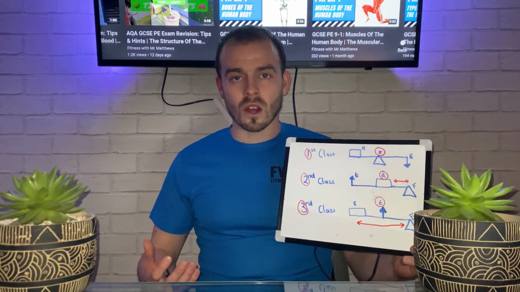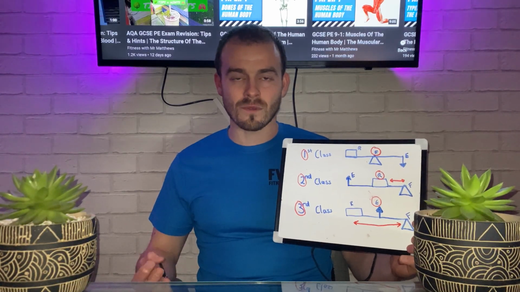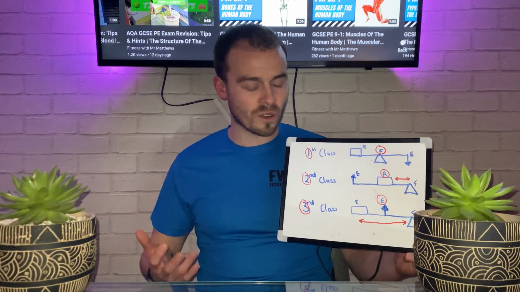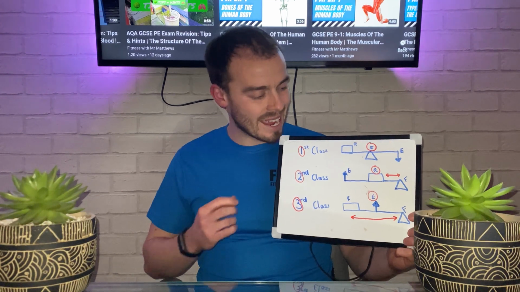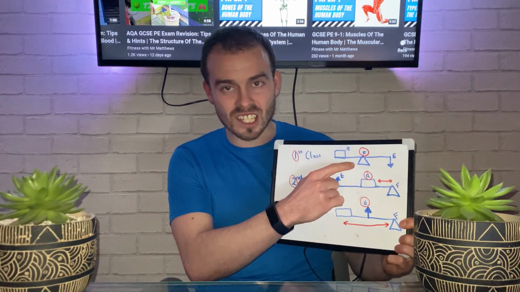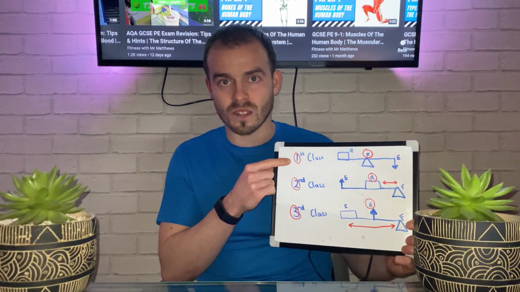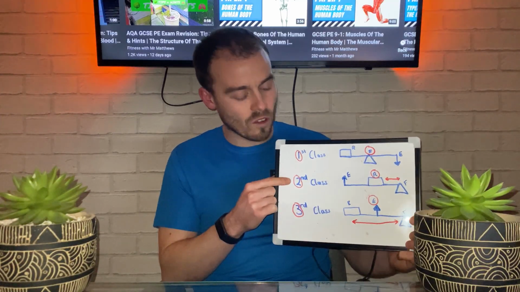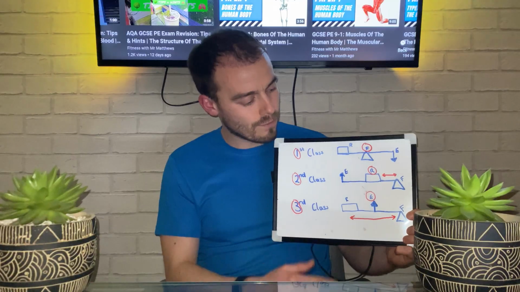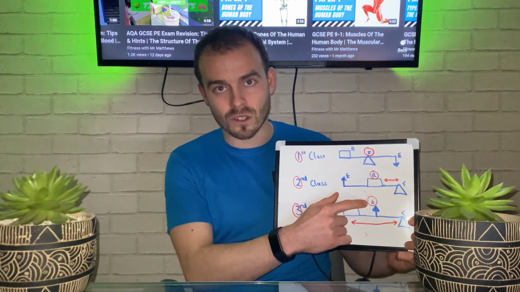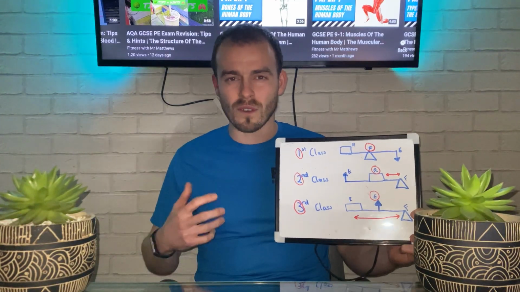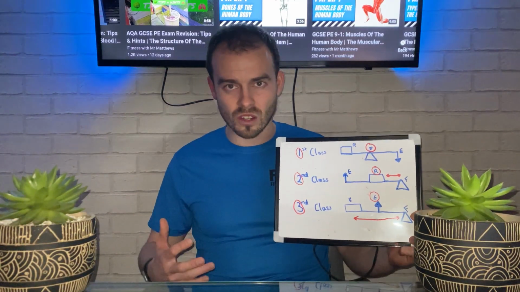I like to stick with the words fulcrum, resistance and effort because I like to use something called FRE 1, 2, 3. And what that simply means is the fulcrum sits centrally of a first class lever system. So that being my F. R, resistance, sits centrally of my second class lever system. And then finally, E, effort, sits centrally of my third class lever system. So FRE 1, 2, 3.